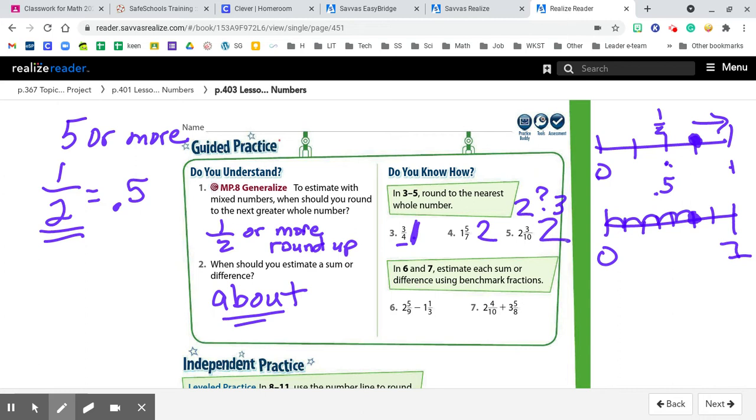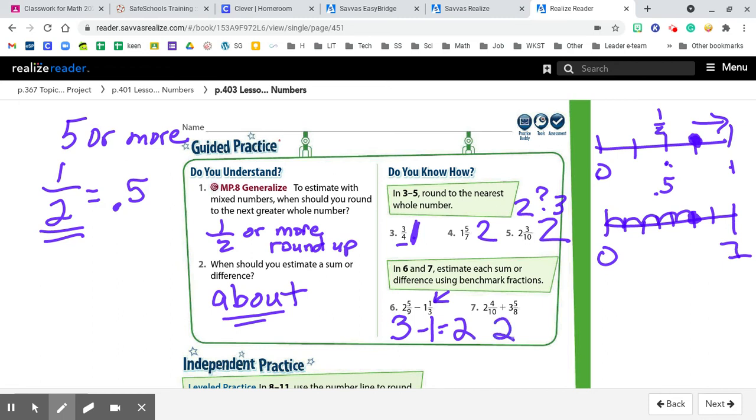2 5/9. 5/9 is bigger than 1/2. 1/2 would be like 4.5, so it's a little bit bigger. So we have 3. And anytime you see that unit fraction, remember, if it's a unit fraction, it rounds down. The 3 minus 1 equals 2. 2 4/10. Tenths, the halfway point would be 5/10. So 4/10 is less than 1/2.